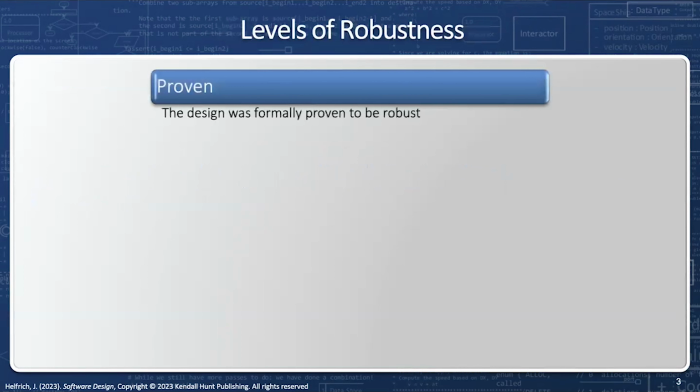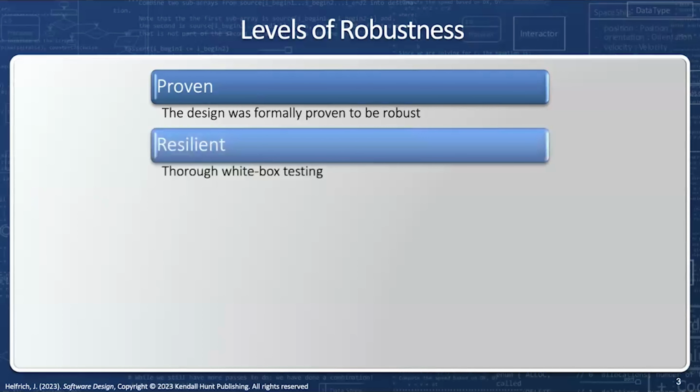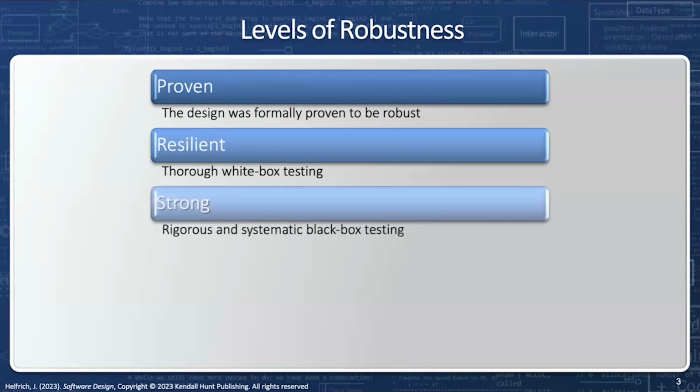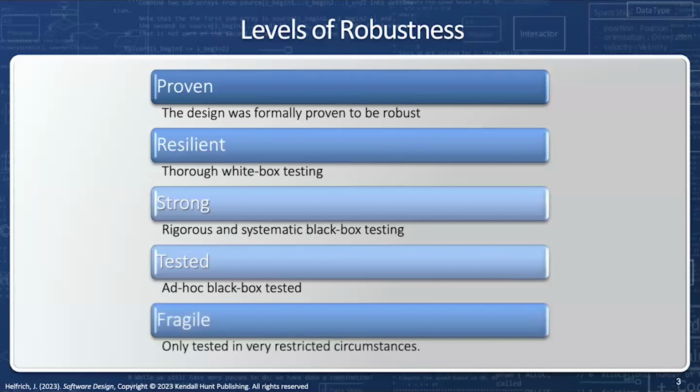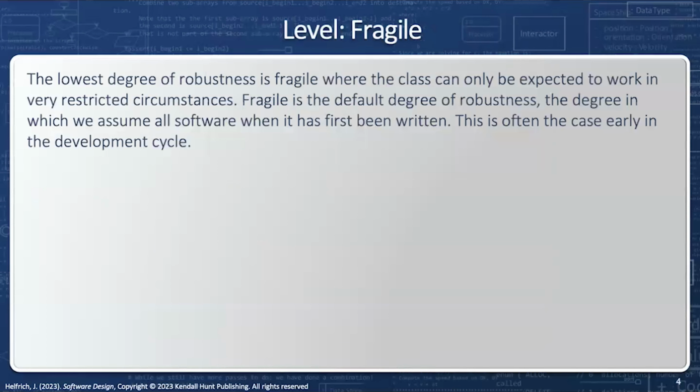The highest is proven, which means the design has been formally proven to be robust. And this does happen in high stakes scenarios, but is not the most common scenario. Resilient, thorough white box testing. Usually we use unit testing to achieve resilient level of robustness. Strong, rigorous, and systematic black box testing. Then we have tested, some ad hoc black box testing, and then fragile, which means we have not done sufficient testing. It may still work, but we just don't know for sure. Let's look at each of these in turn.